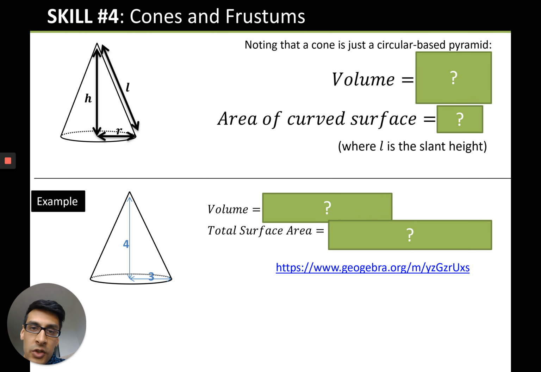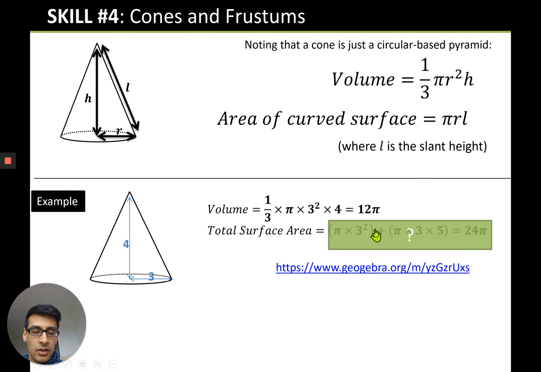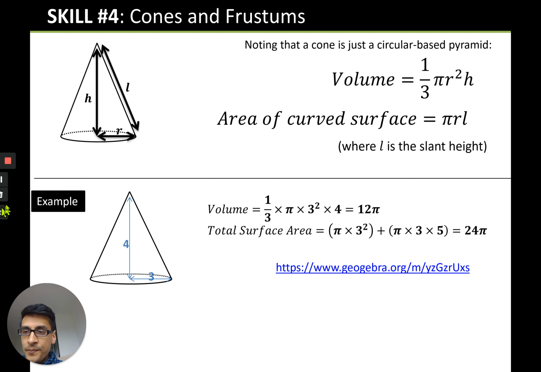So cones and frustums, can you do the example on the bottom of your screen? I've linked to a GeoGebra thing, which I might show you now, but try to work out the volume and surface area first. Okay, so here are the answers. You should have done this in your books: 12 pi and 24 pi. The GeoGebra link is not that exciting, so I'll link to it later in the worksheet.